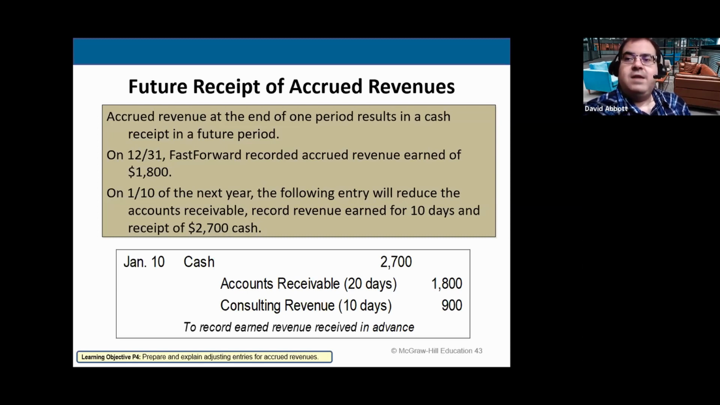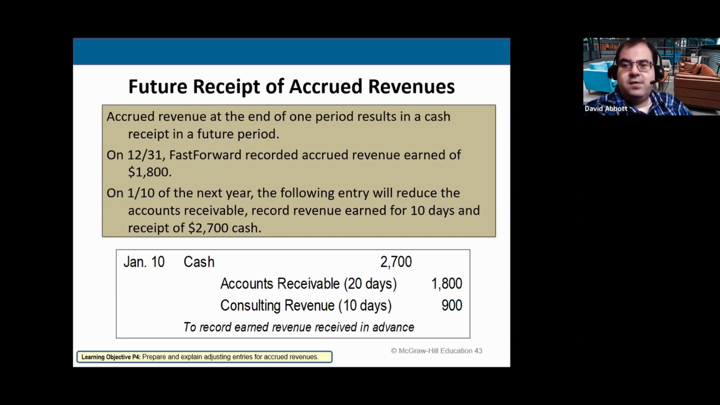So the accrued revenue at the end of one period results in a cash receipt in a future period. On December the 31st, Fast Forward recorded accrued revenue earned of $1,800. So they had earned that revenue, and that's what they recorded at the end of their fiscal period. Now on January the 10th of the next year, the following entry will reduce the accounts receivable, record revenue earned for 10 days, and record the receipt of the $2,700 of cash.